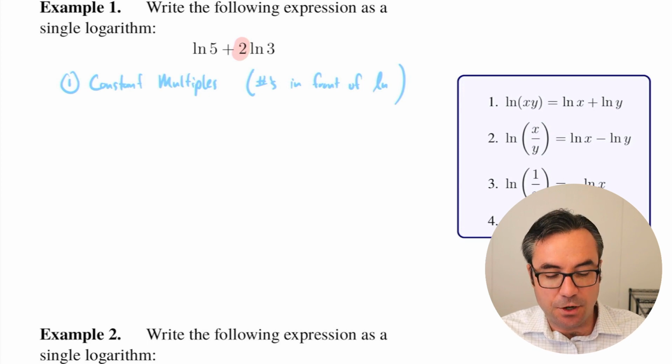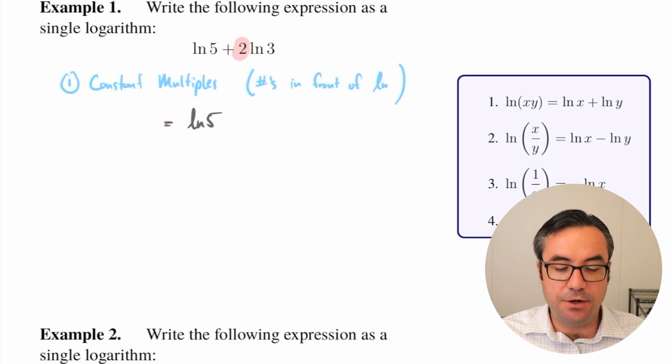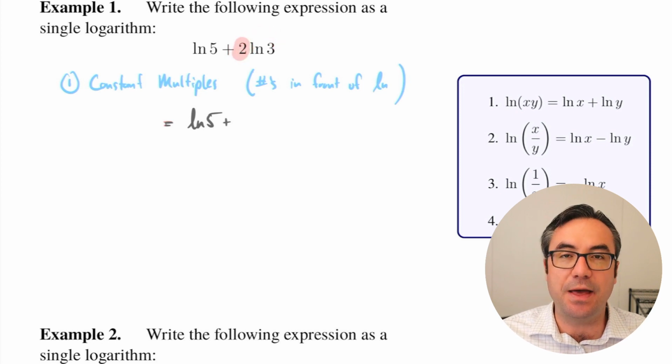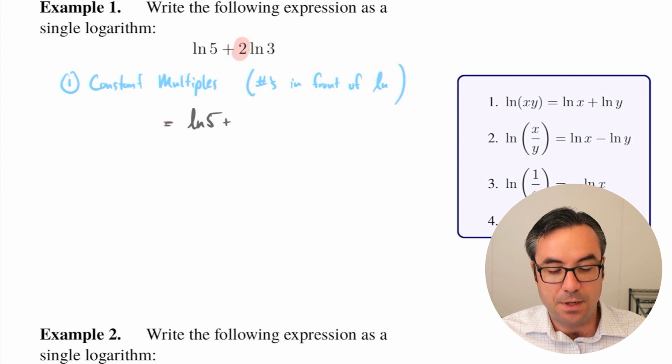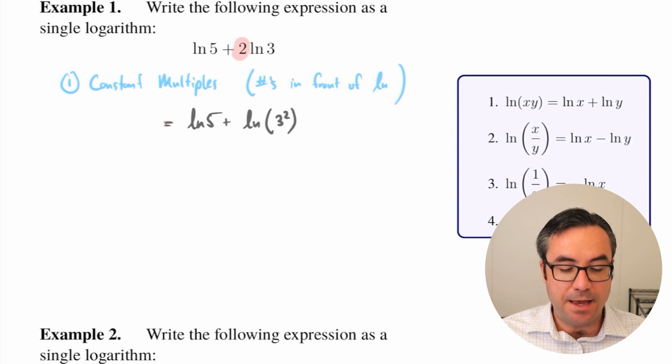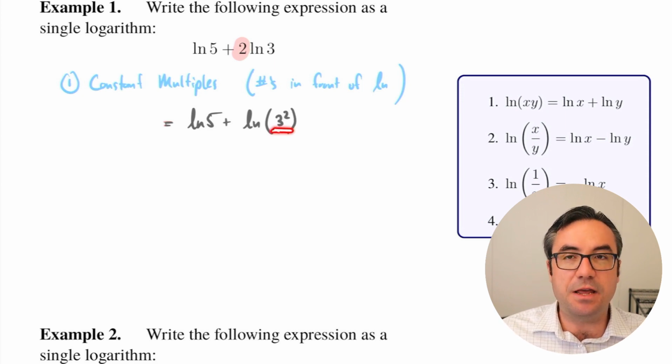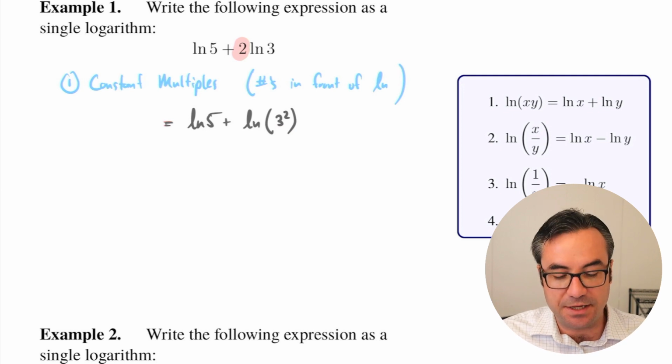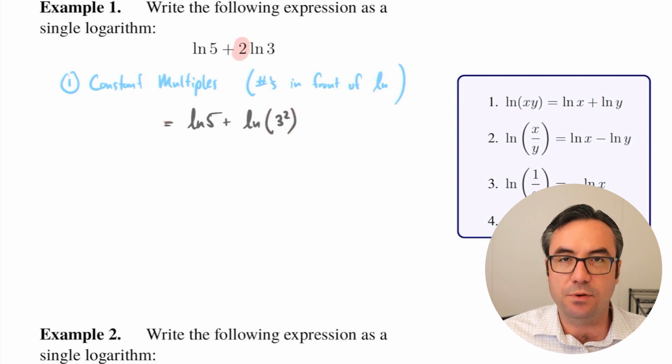So let's see how this is going to work. Natural log 5, we're not going to do anything with that. But then this 2, we're going to bring it on inside, and it's going to become an exponent on that 3. So we're going to have natural log of 3 squared. And as soon as you start bringing things inside of the log function, I think it's helpful to throw some parentheses around it.